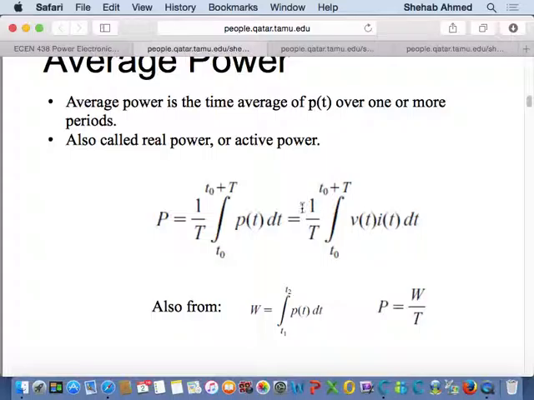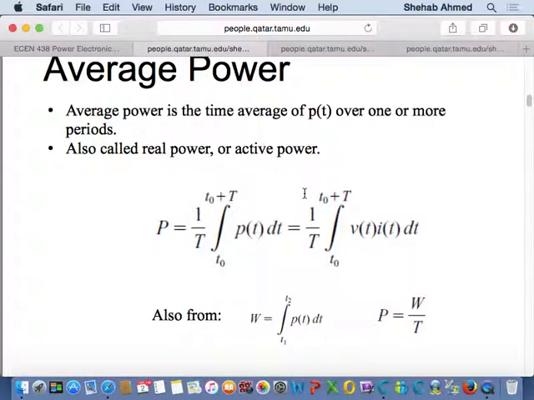if you want to calculate average power, you would do what? Average power is 1 over the period integration. Actually, the average value of any periodic waveform is 1 over the period times the integration of that specific waveform over the period.